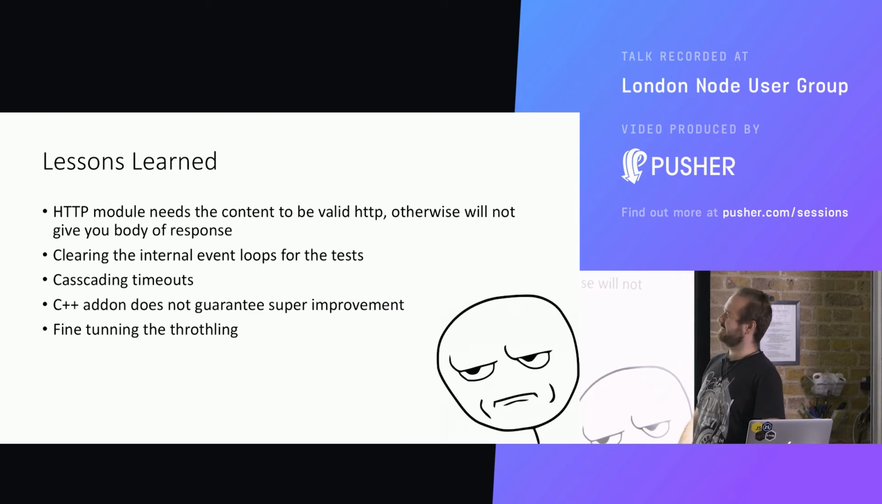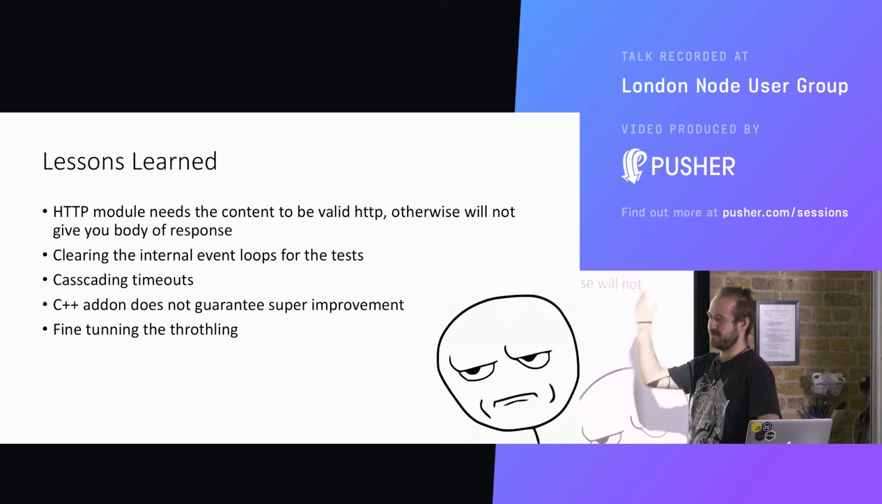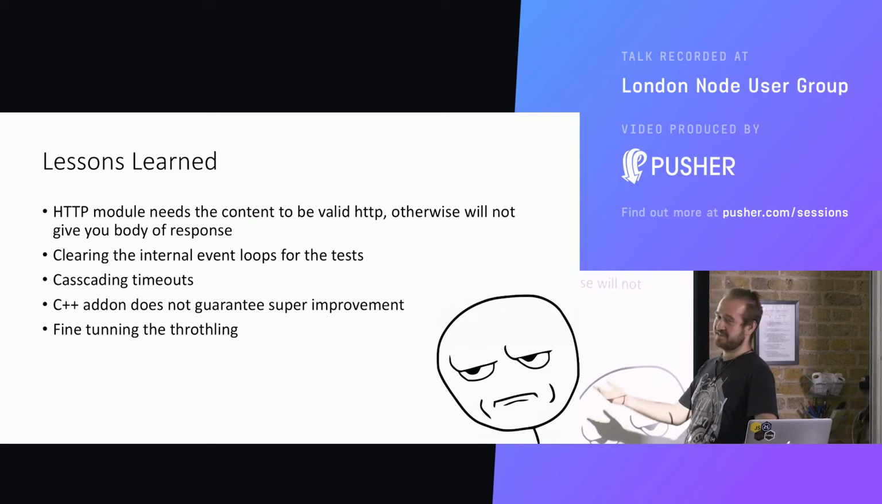So what we learned: HTTP modules, if the content is invalid, if there is something wrongly formatted, you won't get an actual response. You'll get an HTTP error and so on. You can, of course, do the implementation in the net library, but that's the decision that the Node Foundation made, to not give you the raw response if you use the HTTP module.